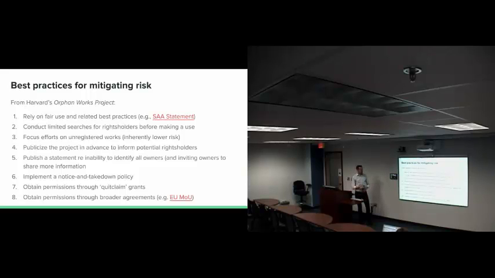Another example, obtaining permissions through quitclaim grants. This is an interesting one, which according to the Harvard report is underutilized. Remember the situation we were talking about earlier with the federal government reports that were created by a third party, and if the government didn't keep good enough records of who owned the copyright, they respond to any request for permission with, well, we really don't know who owns this, so we can't grant permission.